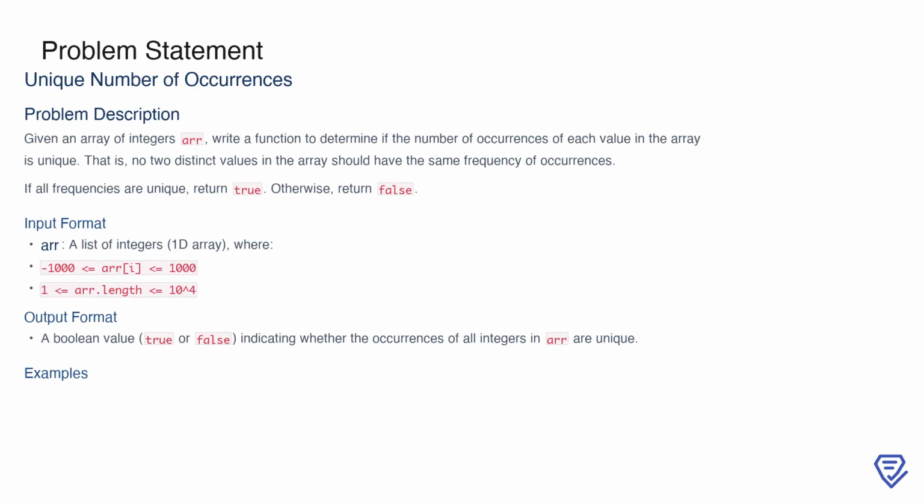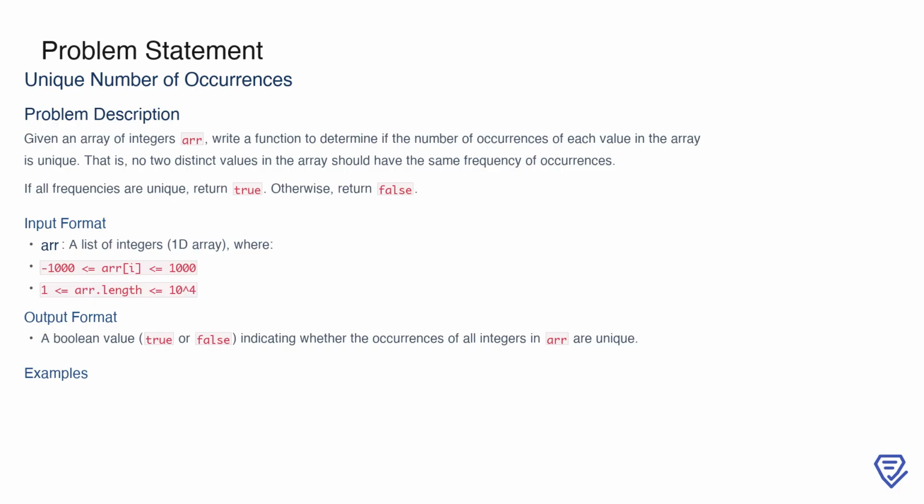In this problem, we are given an array of integers, and our task is to determine whether the number of occurrences of each unique value in the array is distinct. In simpler terms, no two different integers in the array should have the same frequency of appearances. If all the frequencies are unique, we return true. Otherwise, we return false. For instance, an array might have some numbers that occur multiple times, and we need to check if none of those counts are repeated.